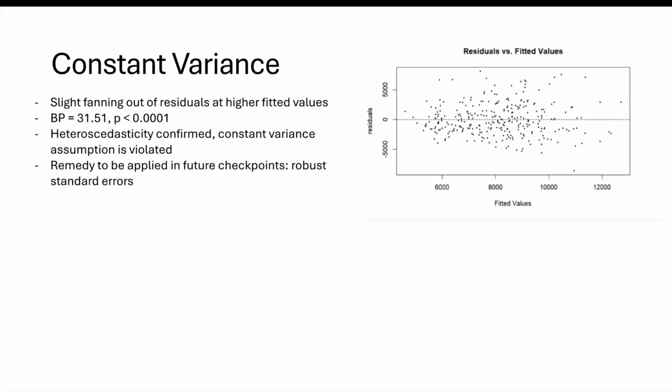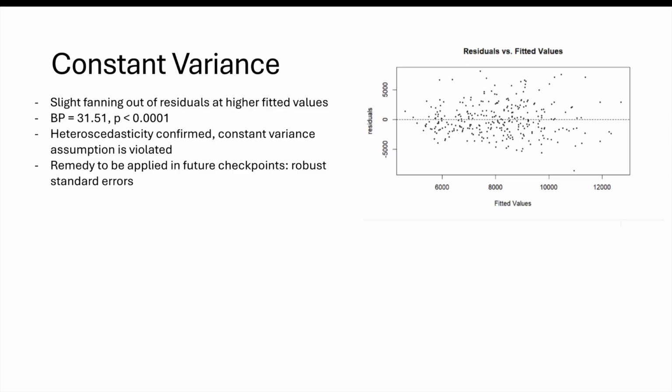The fourth and final assumption is constant variance, also called homoscedasticity, meaning the spread of residuals should be roughly the same across all fitted values. Looking back at the residuals versus fitted values plot, we can see a slight fanning out of the residuals as fitted values increase, meaning the residuals become more spread out at higher predicted crime rates. This is a visual hint of heteroscedasticity.